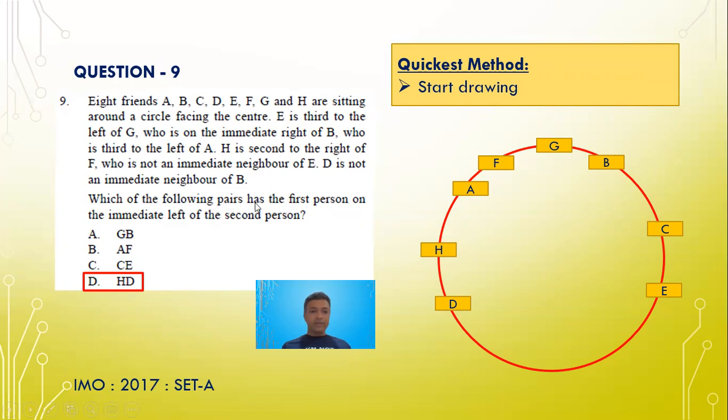Which of the following pairs has the first person to the immediate left of the second person, isn't it? So here H and D, because H is on the immediate left of D. G is to the immediate right of B. A is to the immediate right of F. C is to the immediate right of E, isn't it? But H is to the immediate left of D, isn't it? H is the immediate left of D.